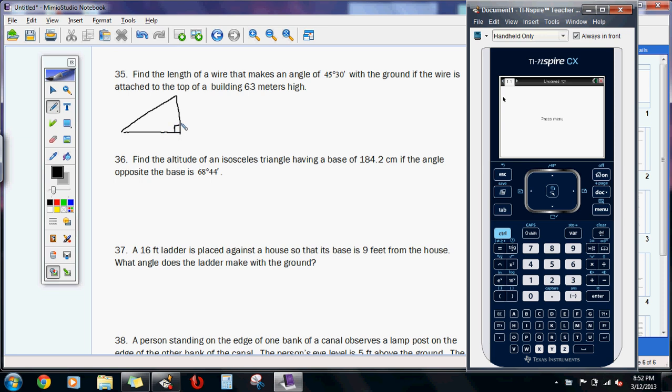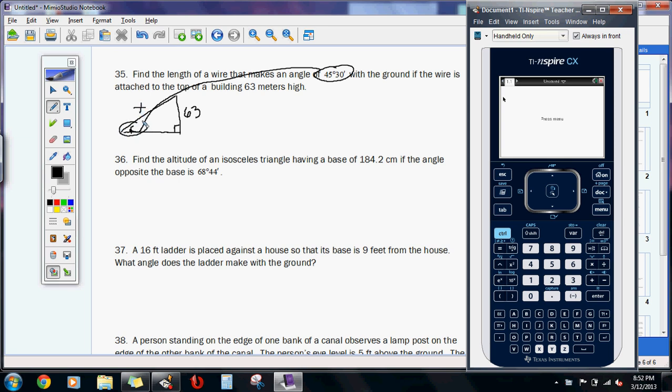So, we have a height, making sure I see the problem here. I have a height of 63 meters for the building, and then there's an angle here of 45 degrees, 30 minutes, which is right in there. So what we're supposed to do here is find the length of the wire. So that's actually going to be the hypotenuse.